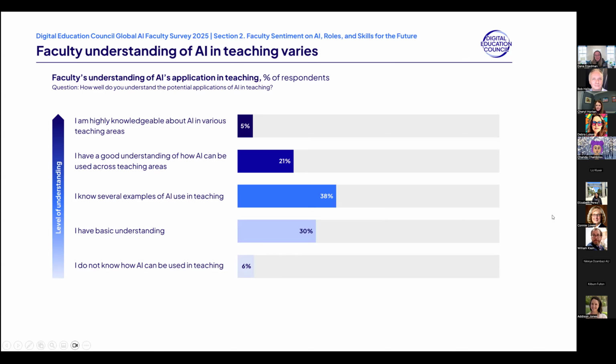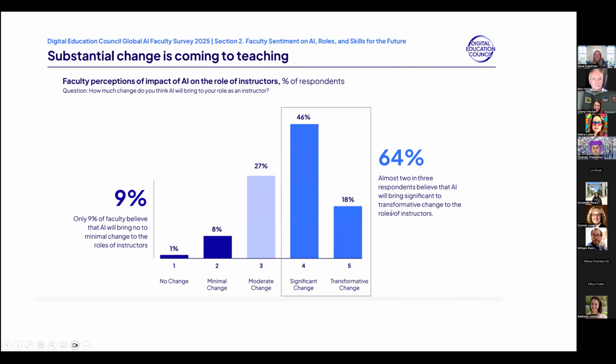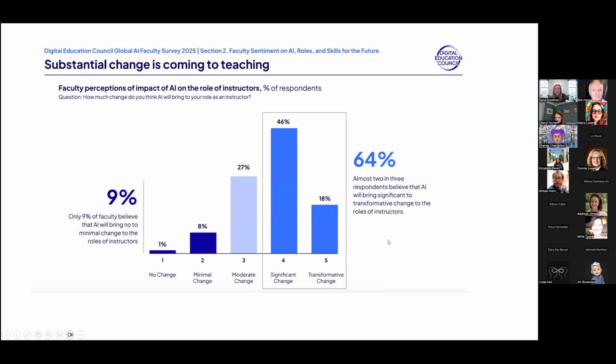Next one, Cheryl. Right. But 64% say that AI is changing the way we teach. It's changing just about everything we do, right? It has a huge impact on education, and most faculty would agree with that.